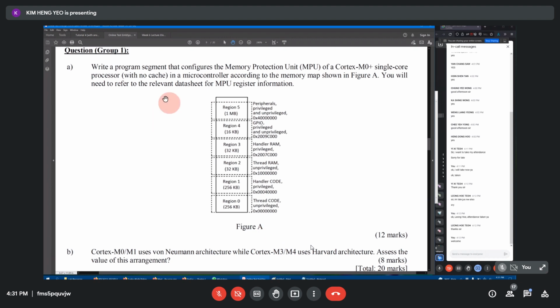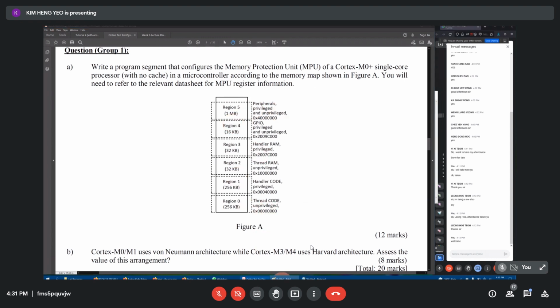Let's look at this question. You need to write a program segment. Program segment means you don't have to write the complete program, just a part of the program. So what do you need to do? You want to configure the memory protection unit to get this. Now, what is this actually?